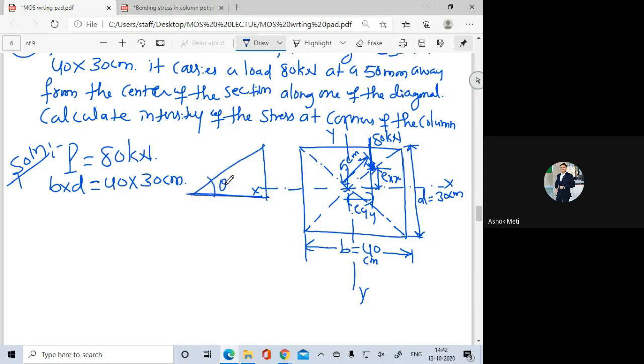Okay, so in this triangle I want to calculate theta. So how to calculate this triangle? I can calculate, this is half of this section. Here it is 30, so this will be 15, and this will be 20. So I can use tan theta, that is tan theta is equal to 15 upon 20. So theta will be a certain angle. Can you tell me the theta?